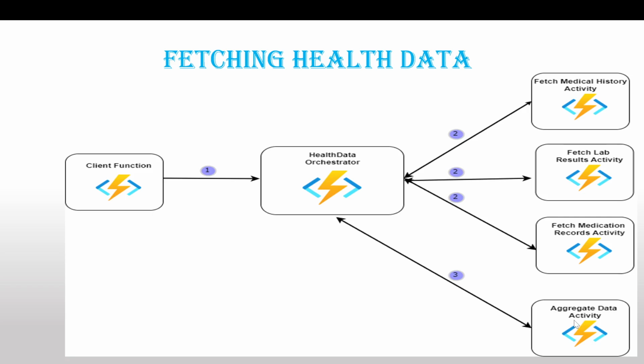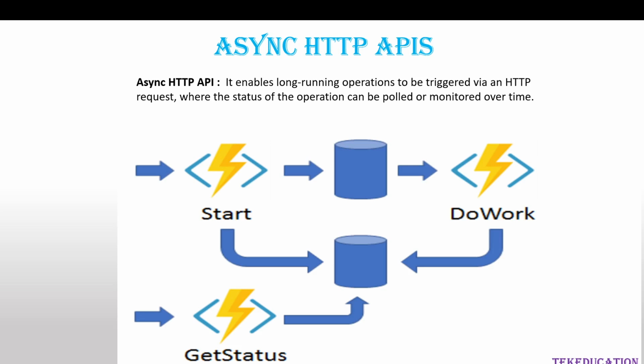This particular activity function will aggregate this data and then save it into the database. We'll be able to fetch this data for the reports purpose. Third one is Async HTTP APIs. This pattern enables long-running operations to be triggered via an HTTP request where the status of the operation can be polled or monitored over a period of time.